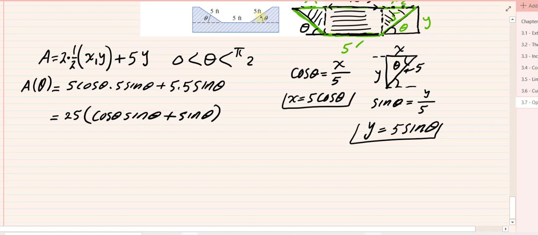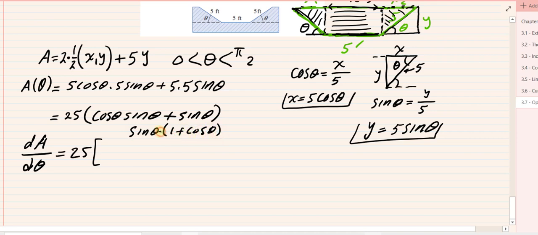Now, what else do we need? Let's see. We're good with this one. Now we can actually go through our derivative. The derivative of A with respect to theta is 25. Now, let's see. Cosine theta, sine theta. We can use the product rule here. Actually, yeah, that's fine. I was going to say you can factor sine theta and go 1 plus cosine theta, but then you still have to do the product rule there anyway, so might as well do it now.